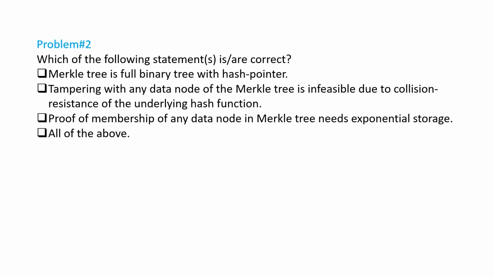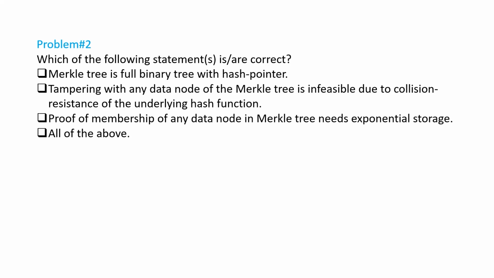Whenever there is change or corruption in any data node, that will affect the hash value stored in the root node of the tree. And there is very negligible probability that your original information and the corrupted information will hash to the same value because of the collision resistance property of the underlying hash function. So that's how it actually avoids any type of tampering with the data. So tampering with any data will be detected by using the Merkle tree.